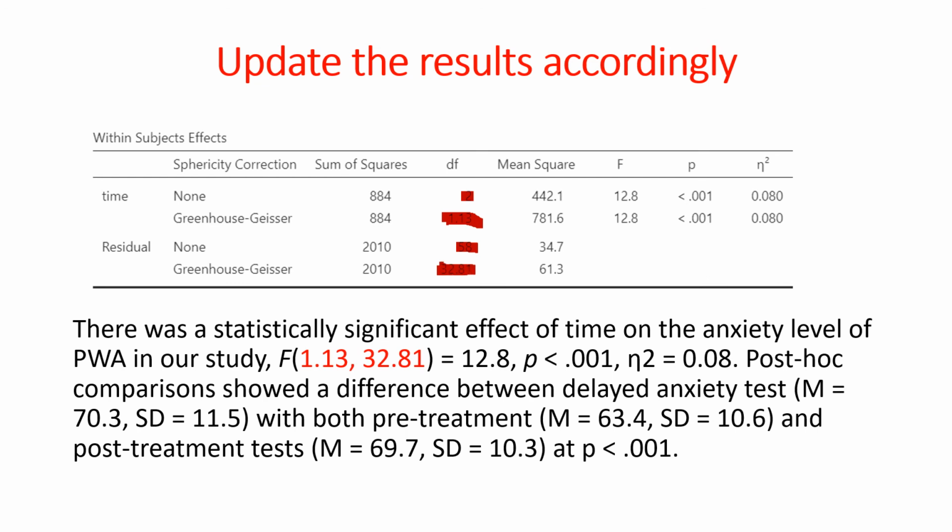So we only update the degrees of freedom, which is 1.13 and 32.81. The rest of the results are exactly the same. So if the assumption of sphericity is violated, we apply a correction on the F-test, and then we update the results accordingly.